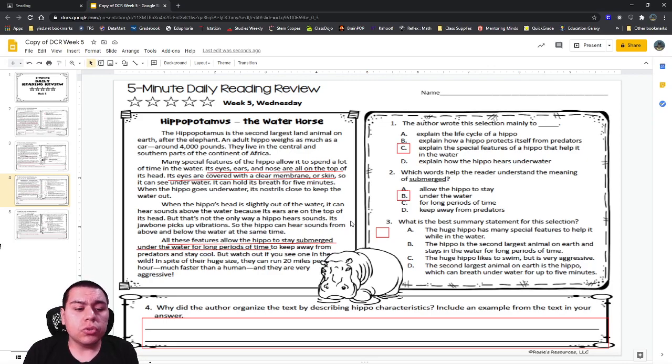Who can tell me what answer choice would be the best summary for this selection, this passage? What gives us the best short version, I guess? Best main idea, the important parts of this passage. What do you think, Bailey? A, B, C, or D? What would be the summary that you would pick, Bailey?